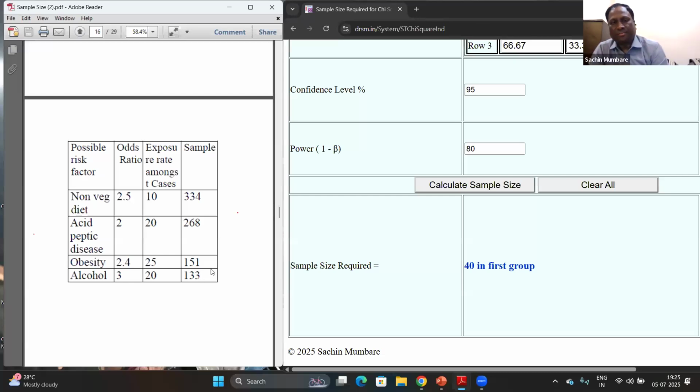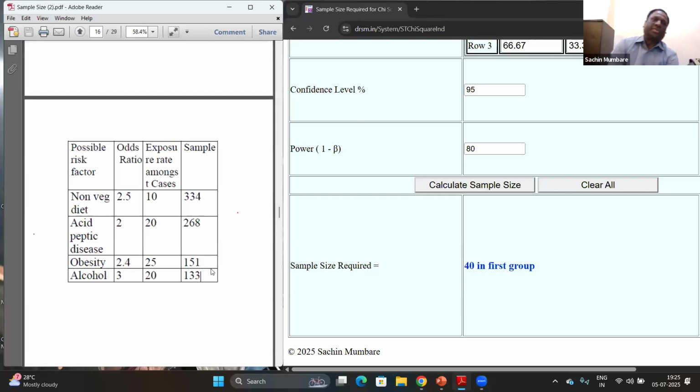Sometimes we know there are possible risk factors for a particular thing, but we might not get all the odds ratio values, because some studies would have evaluated some risk factors and other studies would have evaluated other risk factors. But we want to evaluate all the possible risk factors. So in that scenario, how to go about it, sir?